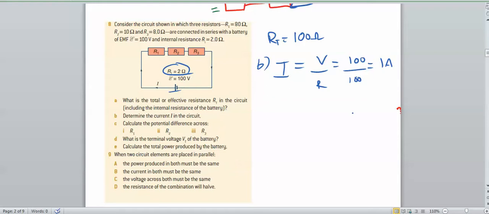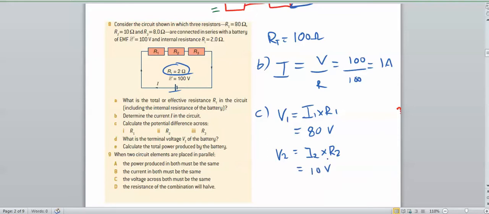Calculate the potential across R1, 2, and 3. So I guess this is where setting out is very important. First of all, we want V of 1, which is actually going to be the current through 1 times the resistance of 1, which is equal to, well, the current we know to be 1 amp, and the resistance of 1 is 80 ohms. So there's going to be 80 volt drop across 1. For 2, no surprise, the voltage across 2 is the current across 2, which is the same for all of them, because it's a series circuit, times the resistance of 2. So 1 times 10 is 10 volts across there.